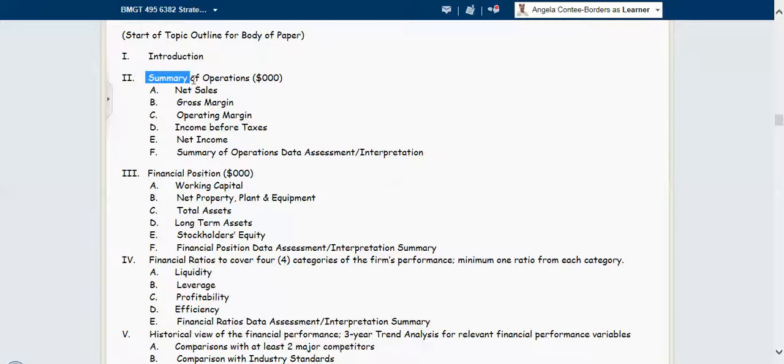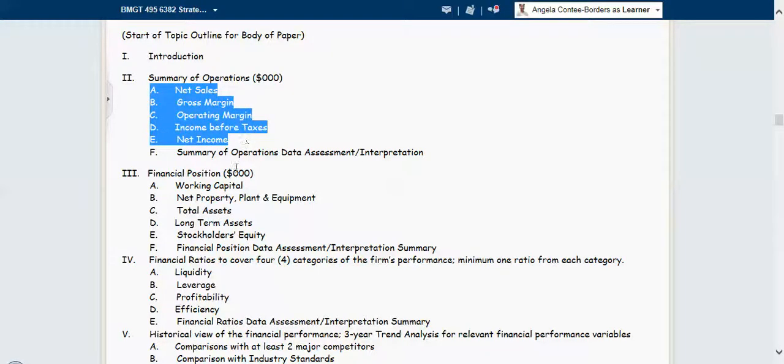One is going to be the summary of operations of the company that you have selected. That summary of operations includes a review of net sales over the past 3 years, gross margin over the past 3 years, operating margin over the past 3 years, income before taxes over the last 3 years, and net income over the last 3 years. For the company you select, you need to go out and do the research that identifies what were their net sales for the last 3 years, what was their operating income over the last 3 years. Each of these areas, you are going to get these numbers.